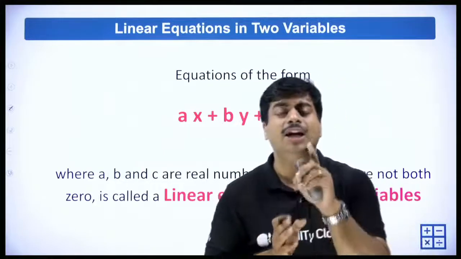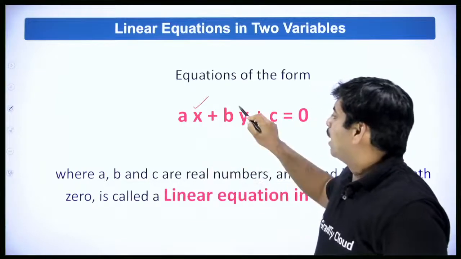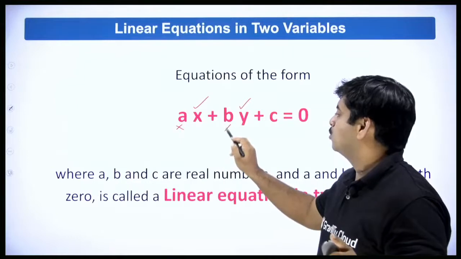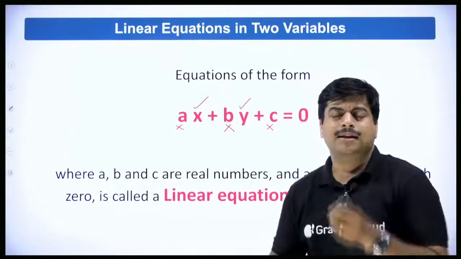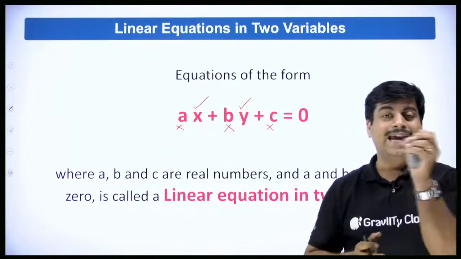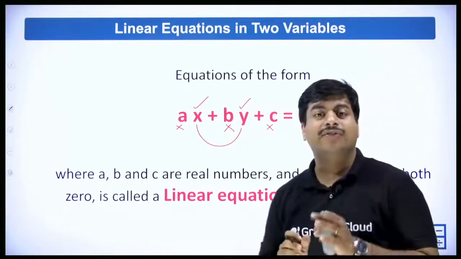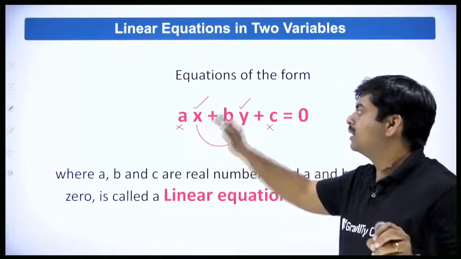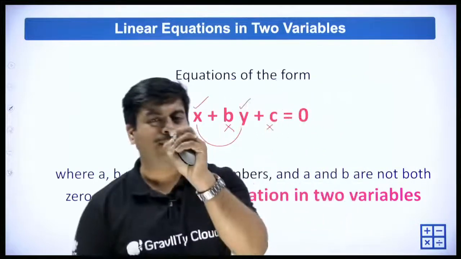This is a linear equation in how many variables? x is a variable, y is a variable, c is not a variable. a is not a variable, b is not a variable, c is not a variable. These are constants, these are numbers. That is, in 2x plus 3y plus 4 equal to 0, x and y are variables. So any equation of this format is called a linear equation in two variables, but there are small conditions.